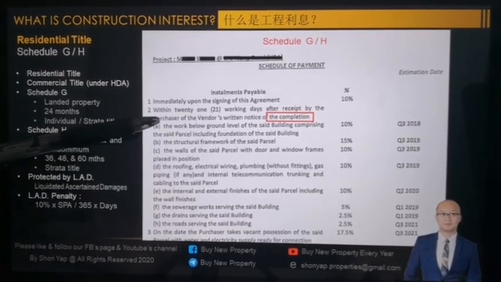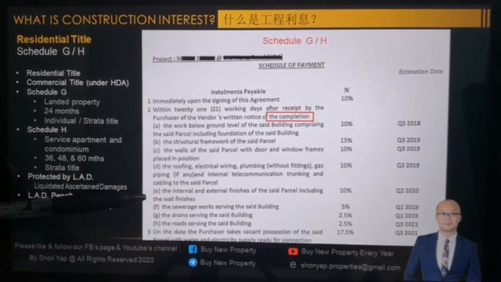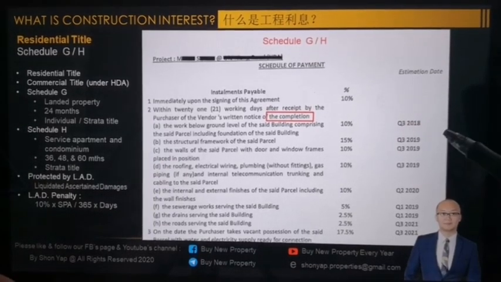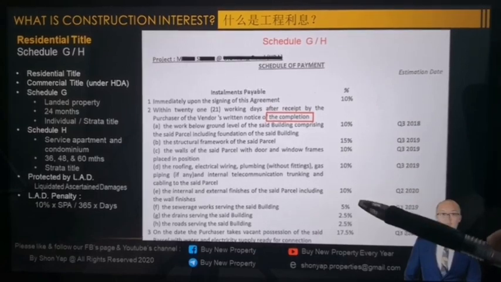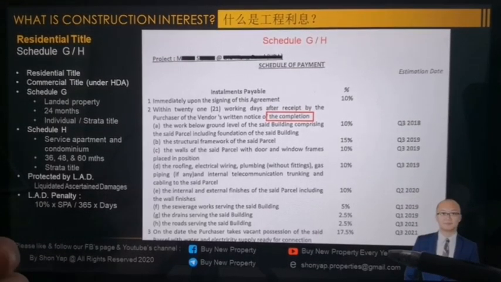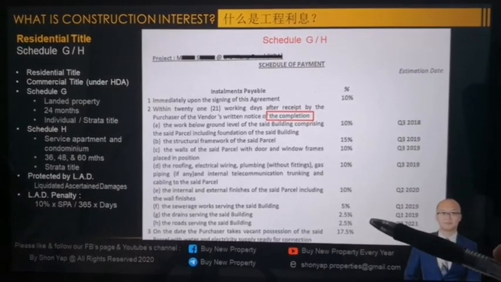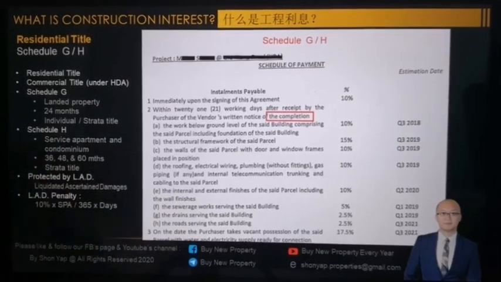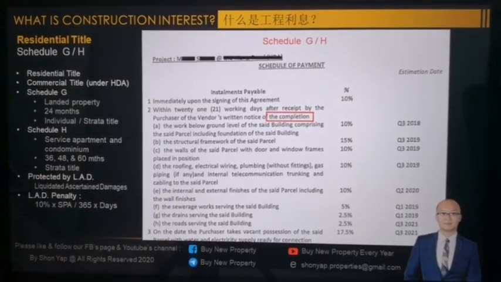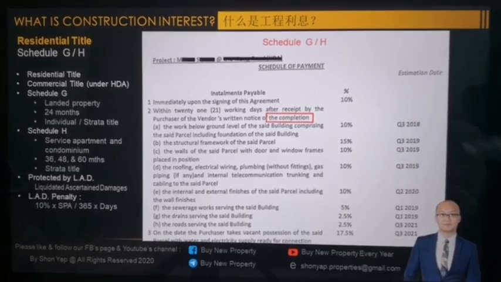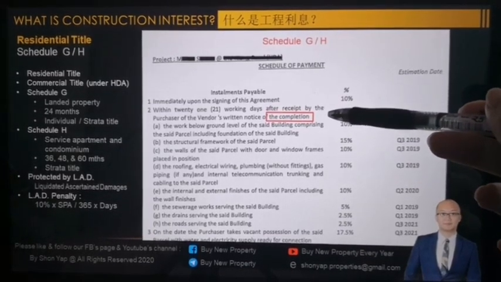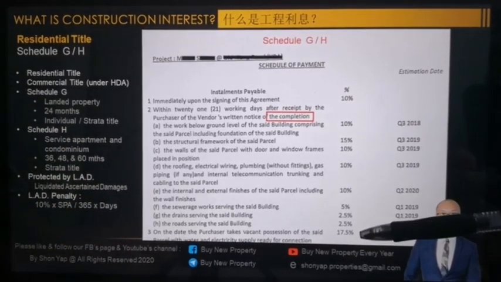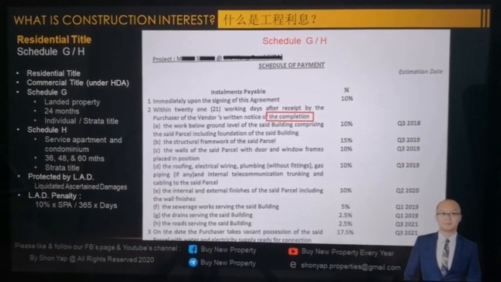So that's why for all the stages here, the developer has to pay the money for the whole project. Like when they're billing 10%, 15%, 10%, 5%, the developer has to pay out of their own pocket to settle and build the completion for the stages before they get the money from the bank. So this is very important, and this is the only sentence that differentiates whether this schedule is under a commercial title, a residential title, or maybe a commercial title under HDA.